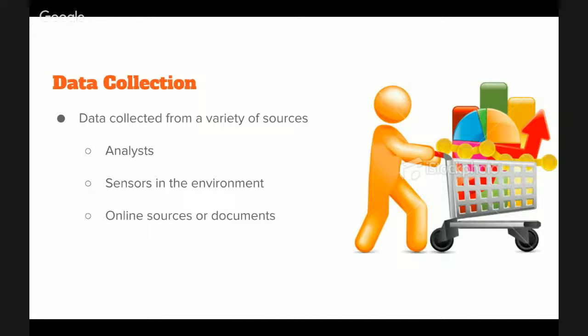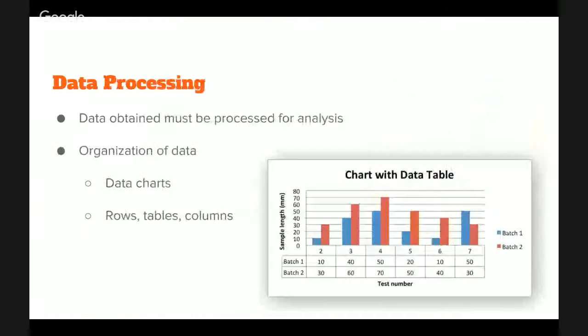The second step is data collection. After you have all the relevant data at your fingertips, you need to start collecting the data, and you can collect it from a variety of sources. Data is collected through paid analysts who work at companies. You can find data from sensors in the environment, such as traffic cameras. They give out amounts of data based on how many people run red lights or other things like that. And then there are online sources or documents that are available to the public or to users.